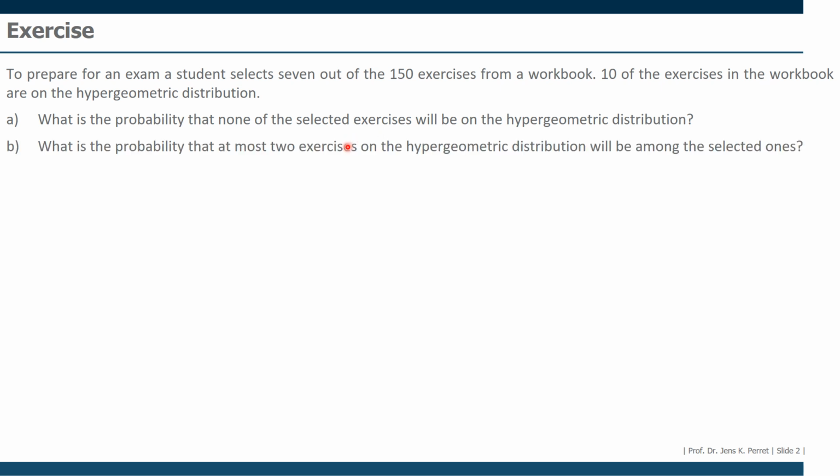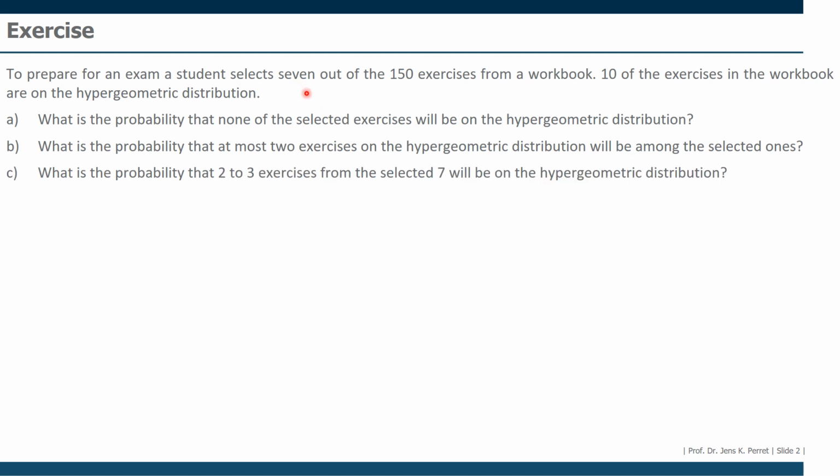Second, what is the probability that at most 2 exercises on the hypergeometric distribution will be among the selected ones, so among the 7? Finally, what is the probability that 2 to 3 exercises from the selected 7 will be on the hypergeometric distribution?